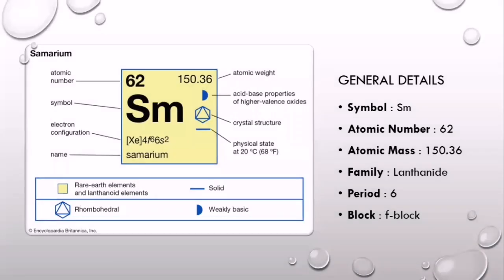Now, let's see some general details of samarium. The symbol of samarium is Sm, its atomic number is 62 and atomic mass is 150.36. Samarium is a rare earth element which belongs to period 6 and F block elements. The crystal structure of samarium shows rhombohedral geometry. Samarium is weakly basic in nature.